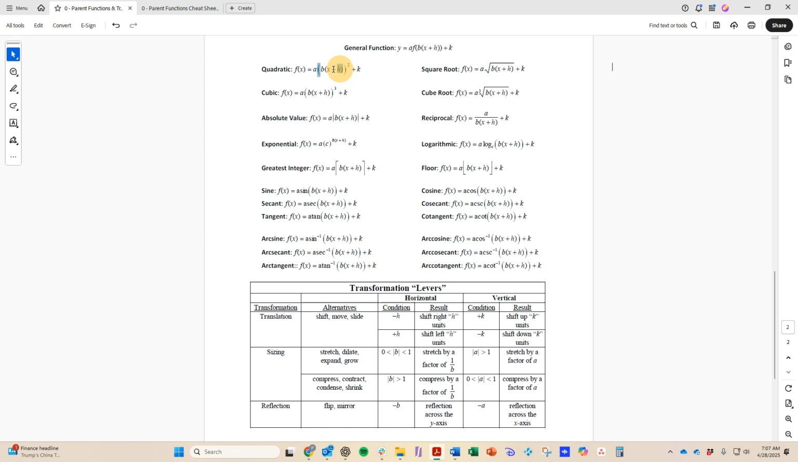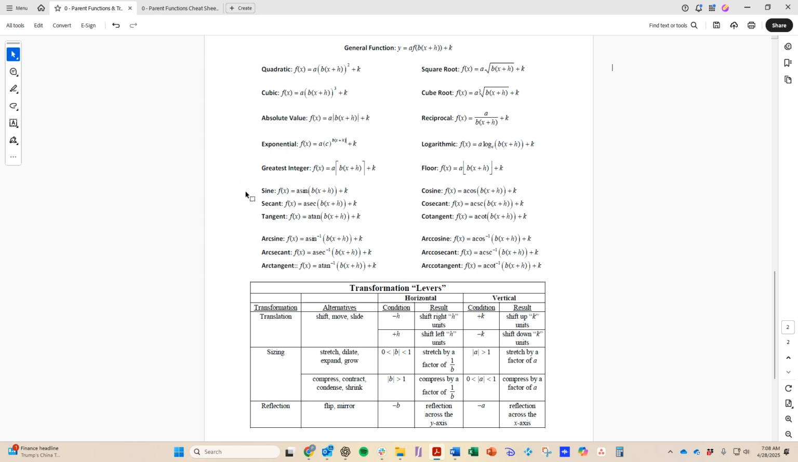Inside, when you're dealing with exponents, that's pretty clear because it's going to be inside the parentheses. Radicals are pretty straightforward too, because what's underneath the radical is inside, and if it's not underneath, it's outside. Absolute value is a similar thing: inside is inside the absolute value. Reciprocal is a little tricky because the denominator is the inside, because that's where x is with the reciprocal function. Exponential, the exponent is what's inside.